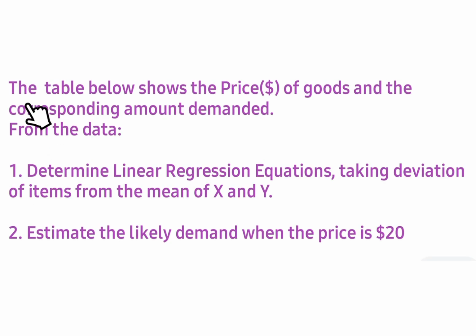Without wasting much time, let's jump on the question we have on the board. The question says, the table below shows the price of goods and the corresponding amount demanded. From the data, 1. Determine linear regression equations, taking deviation of items from the mean of X and Y. 2. Estimate the likely demand when the price is $20.